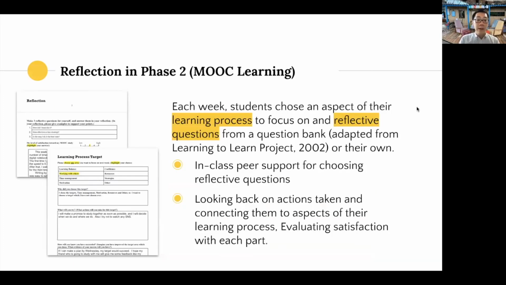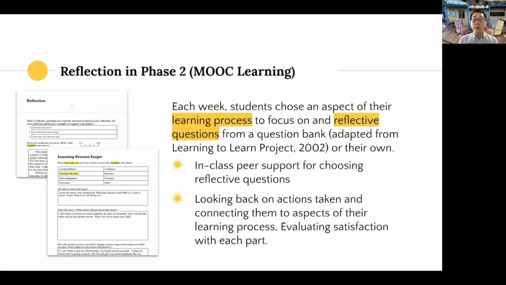And then moving on to the second phase of the class, when the students are actually doing their MOOC learning, students were keeping a journal of their learning in a reflective journal. And each week they chose an aspect of their learning process to focus on. So for example, time management or motivation or collaborating with others. And they also chose reflective questions to answer in the reflection.